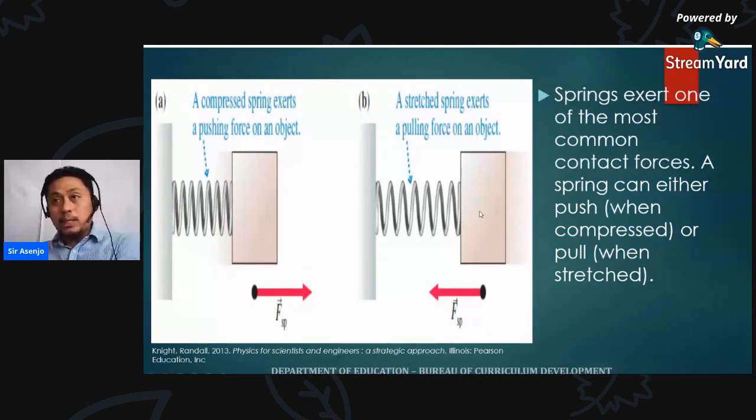In this case, when we stretch the spring, what will happen? What is the direction of the force? The stretched spring exerts a pulling force on an object. The direction is going to the left. Okay, springs exert one of the most common contact forces. A spring can either push when compressed. Remember, when you compress a spring, what is the force exerted? It will push, or a pull when it is stretched.